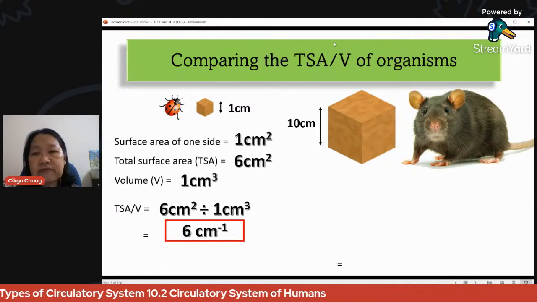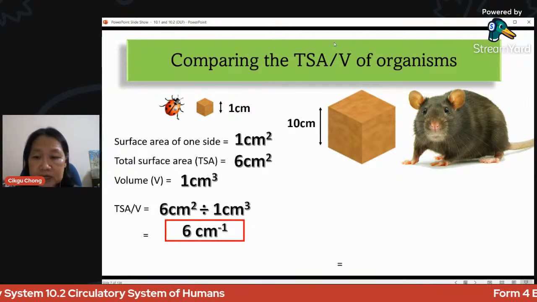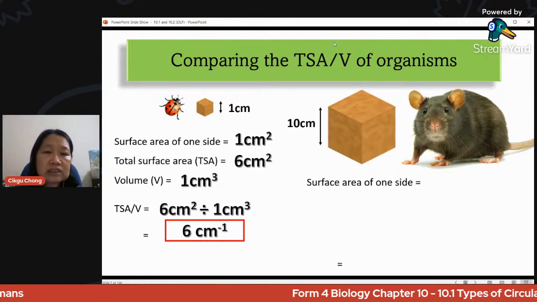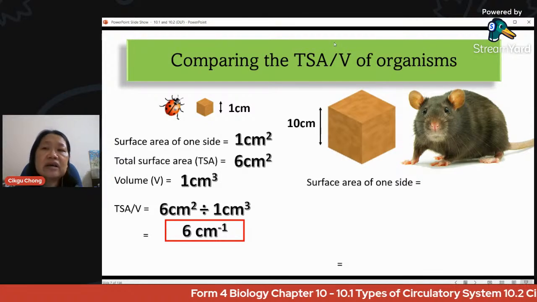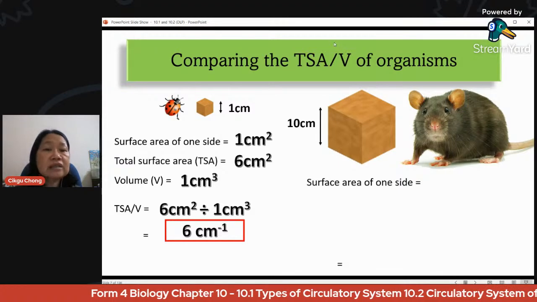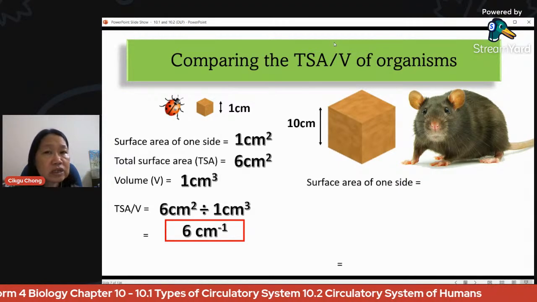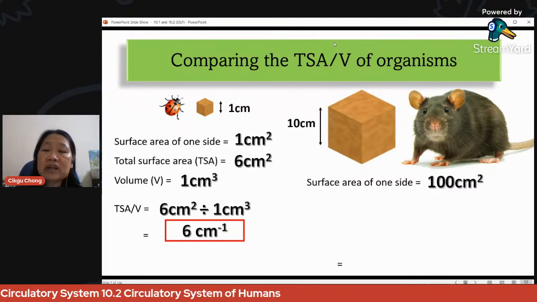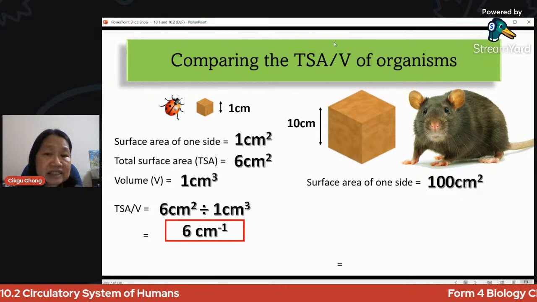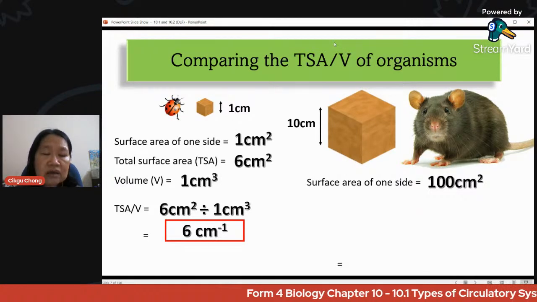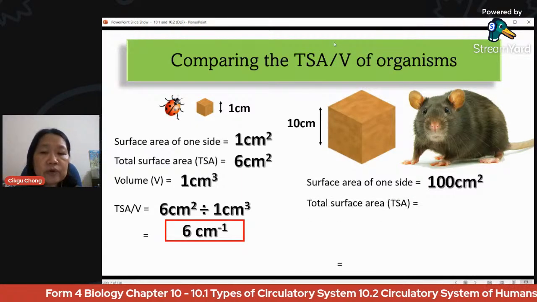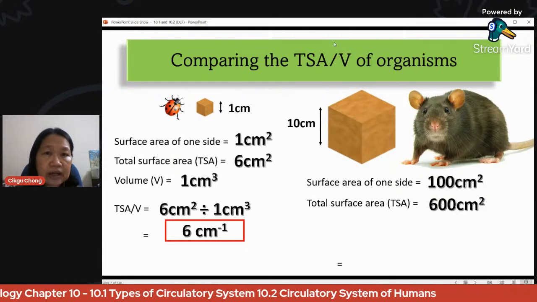Now let's calculate for the rats, which are much bigger, right? Let's calculate the surface area on one side. One side is 10 cm in length, then the width is also 10 cm. So 10 times 10, that will be 100 cm squared. Now there are 6 surfaces, right? One surface is 100 cm squared. So 6 surfaces, 6 times 100 cm squared, that will give you 600 cm squared.